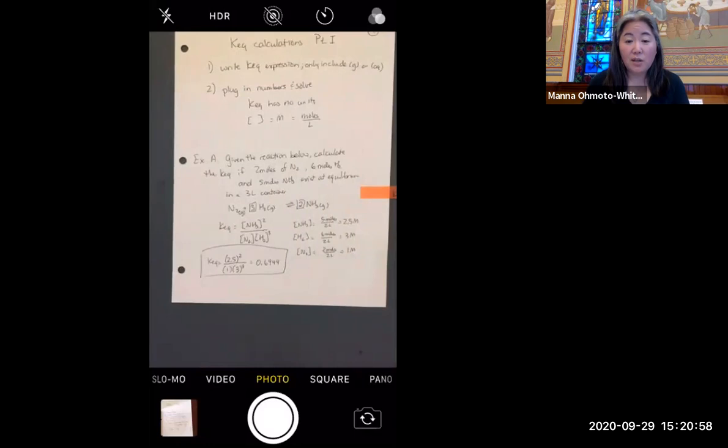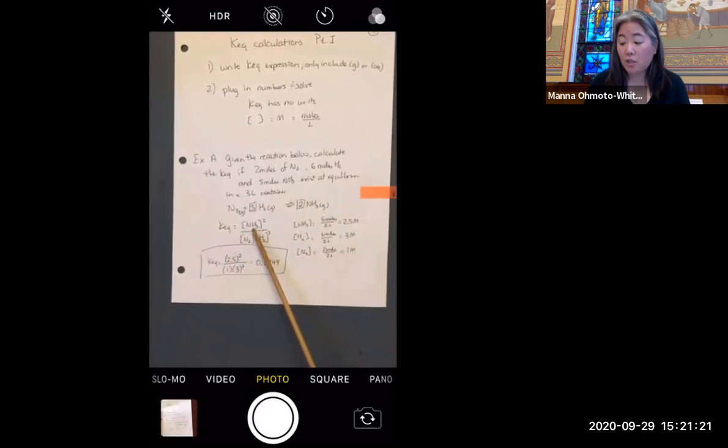So the first thing I have to do is convert all of these into concentration units by dividing the moles that are given by the volume of my container. So the concentration of ammonia will be 2.5 molar, hydrogen gas will be 3 molar, and the nitrogen gas will be 1 molar. So I first start out by writing the KEQ expression.